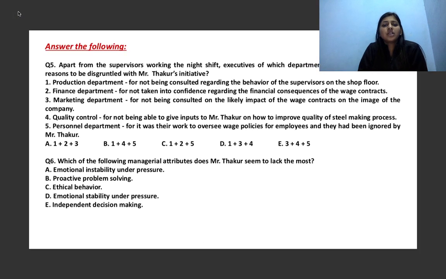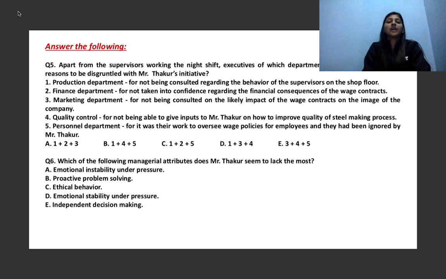Apart from the supervisors working in the night shift, executives of which department will have the most justified reasons to be disgruntled with Mr. Thakur's initiative? 1. Production department for not being consulted regarding the behavior of supervisors on the shop floor. Yes. Number 2. Finance department for not being taken into confidence regarding the financial consequences of wage contracts. Yes. Number 3. Marketing department for not being consulted on the likely impact of the wage contract on the image of the company. No, that doesn't matter. 4. Quality control for not being able to give inputs to Mr. Thakur on how to improve the quality of the steel making process. That is absolutely irrelevant, right?